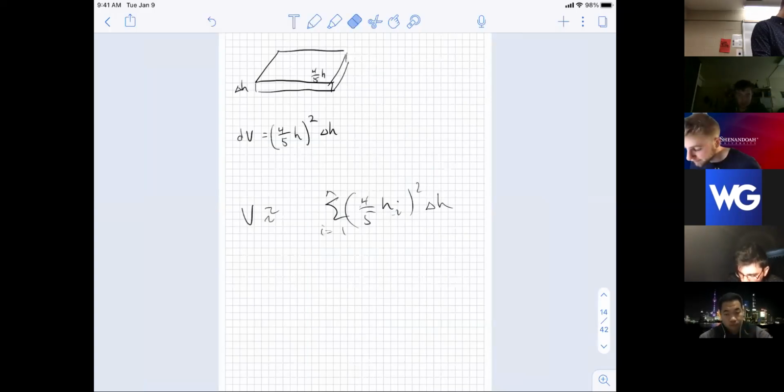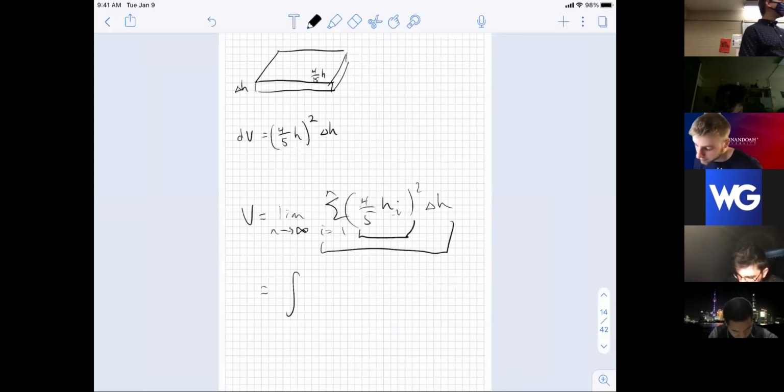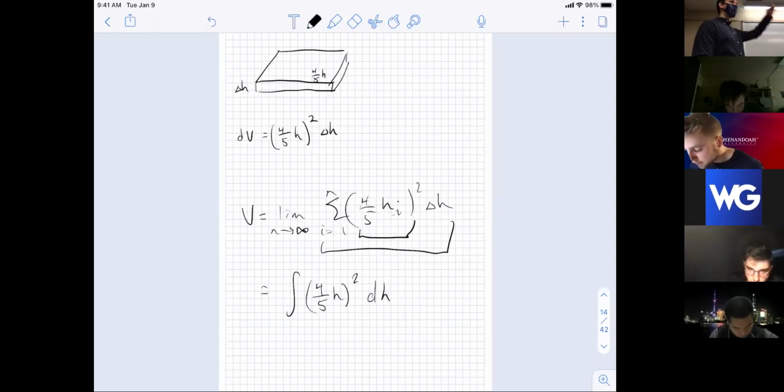And so to make this exactly equal, I'm going to take a limit as n goes to infinity. And when you do that, you end up with, well, this is a Riemann sum. Now this is f of h, right? So I get 4/5 h squared. Delta h turns into dh. And h started at the very top. The h_i start at the very top and go to the very bottom. So when h is 0, we're at the tippy top.